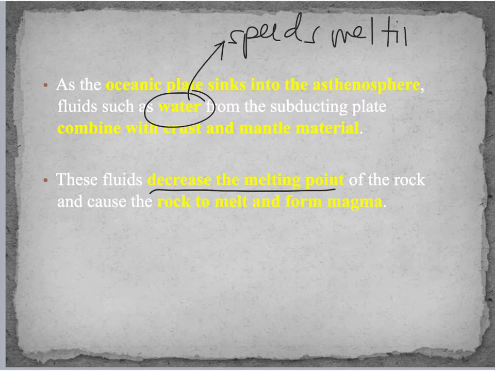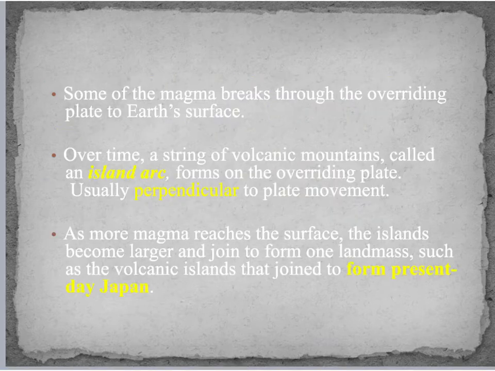All right, so that water added to it helps that rock and form more magma, right? So that helps the rock melt and form magma. So we've got a lot of extra magma because of all that melted oceanic crust, all that nice, beautiful rock. All right, so some magma breaks through the crust above it and makes it to the Earth's surface. That's going to result in a volcano. That's why we see volcanoes around subduction zones. Over time, a string of volcanic mountains called an island arc can form on that plate.